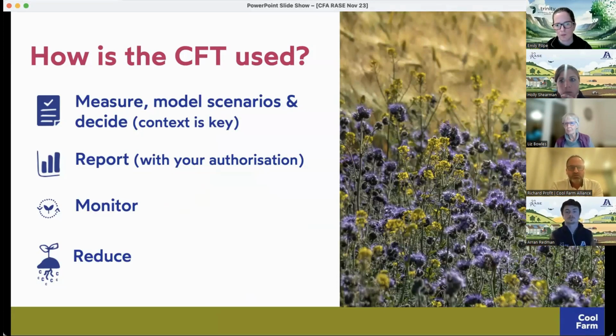So the idea with the Cool Farm Tool is it provides you with data and insights that you as farmers can then talk to your agronomist and your ecologist about, in terms of what to do and how that informs what you're going to do next.